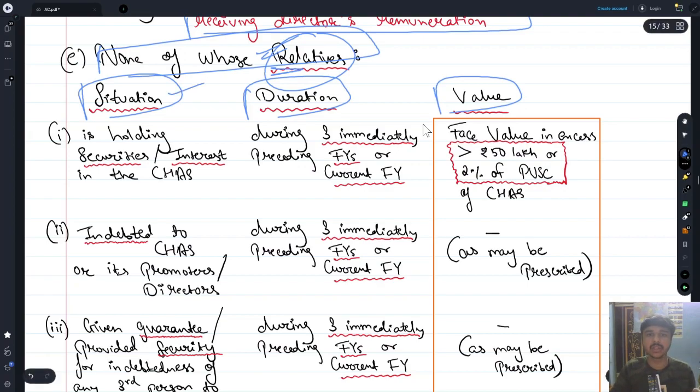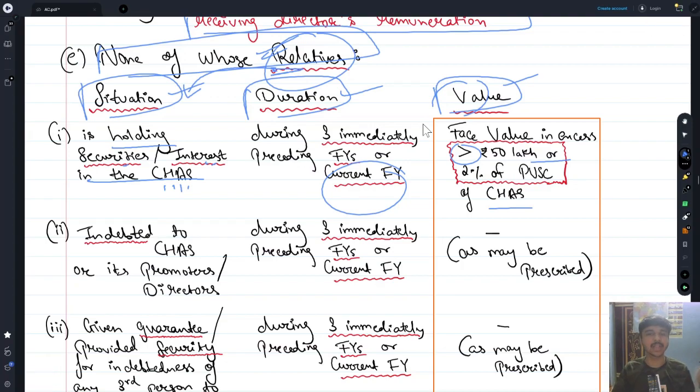So a situation, the duration and the value. The relative situation is that he is holding securities or interest in the CHAS, that is, company holding associate subsidiary, for what duration? During the 3 immediately preceding financial years or the current financial year. This is the duration. And what is the value? The face value of these securities or interest is greater than 50 lakh rupees or 2% of paid up share capital of CHAS. Now there is nothing given about which is higher or lower here. That's not our point of concern.